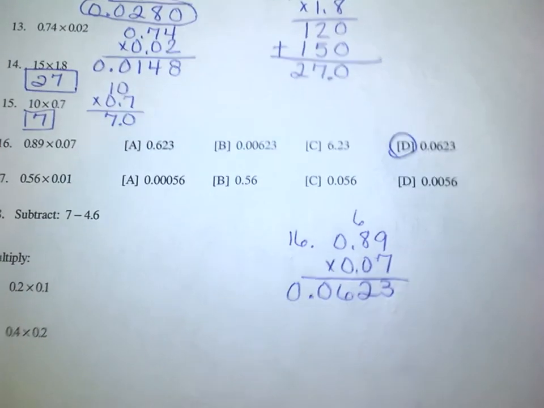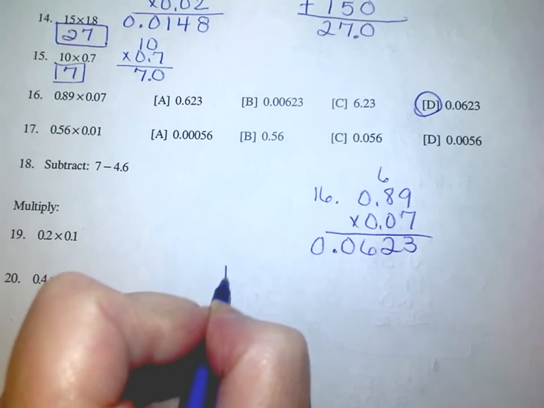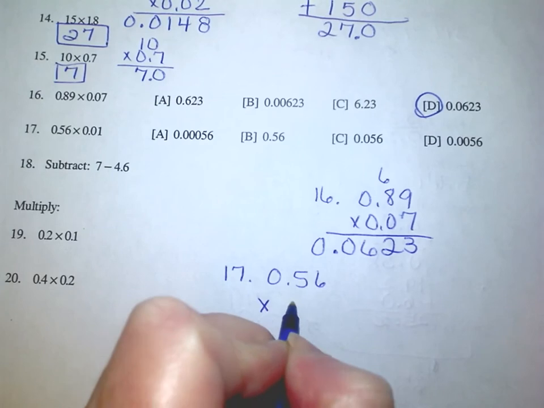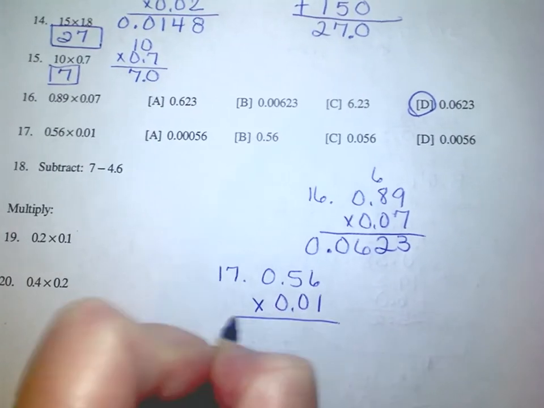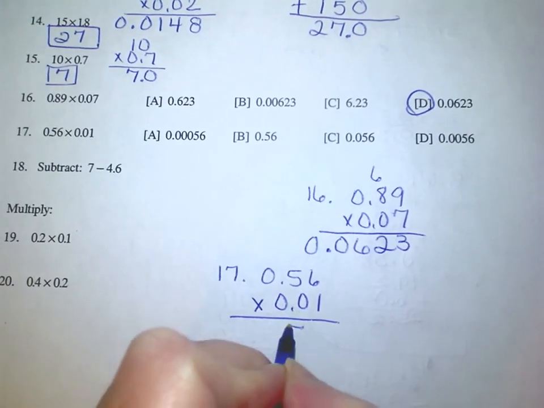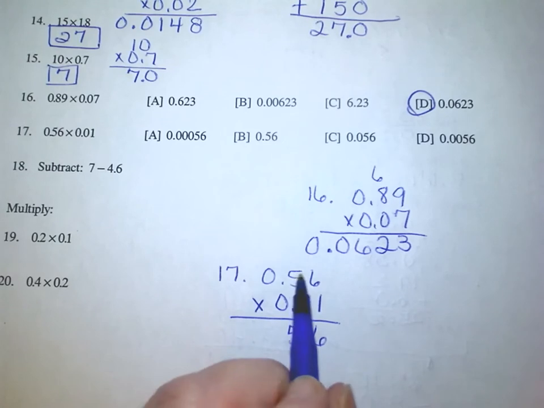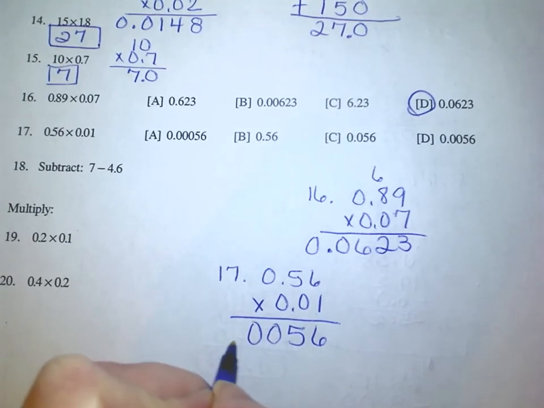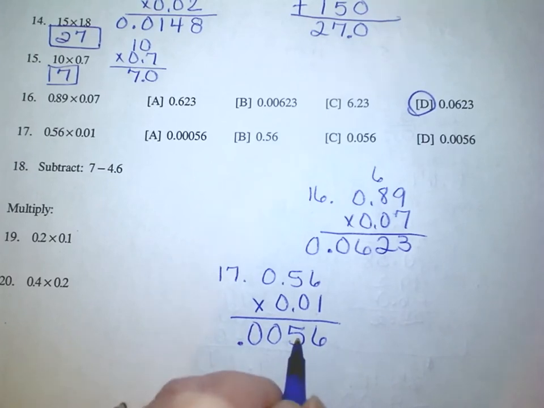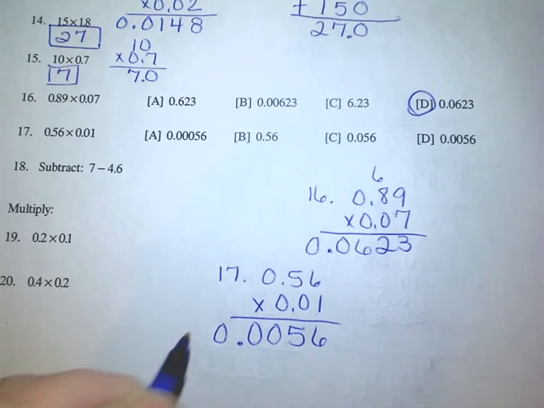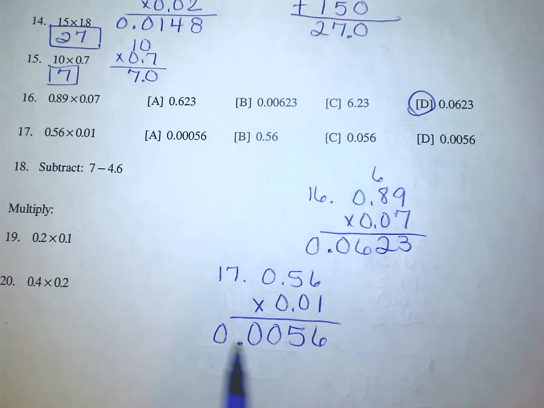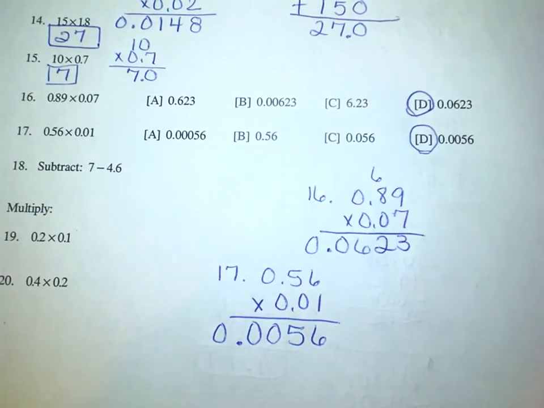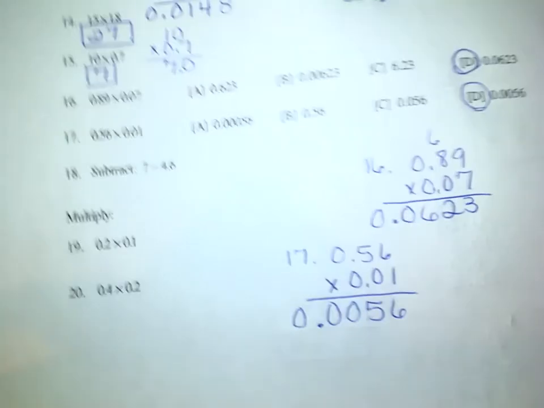Let's do it again with number 17. 56 hundredths times 1 hundredth. Of course, 1 times 56 is just 56. Count our digits behind the decimal are 4. So we need to add some zeros so that we have 1, 2, 3, 4 digits behind the decimal in our answer. Look and see if we can find, and looks like D is yet again the correct answer.